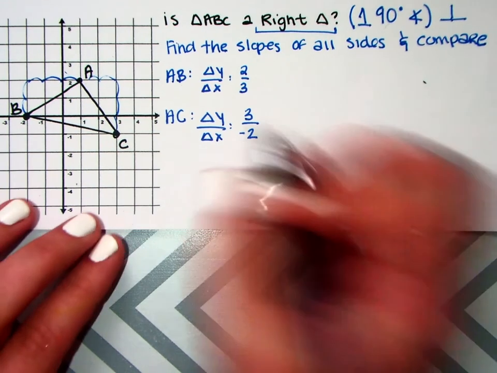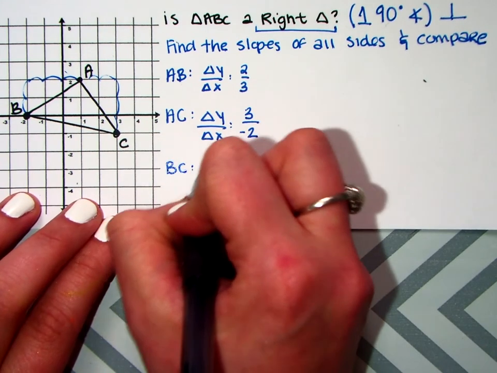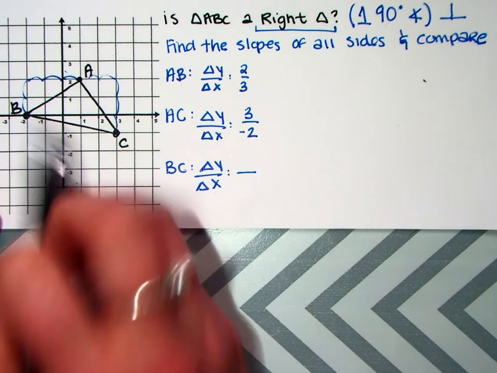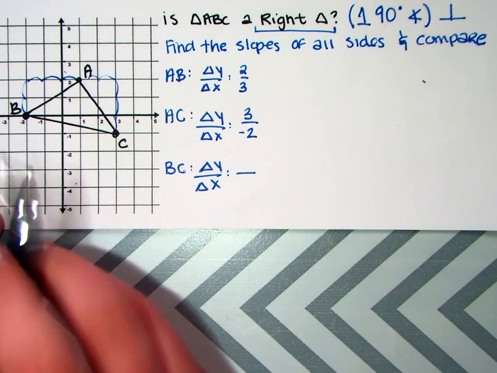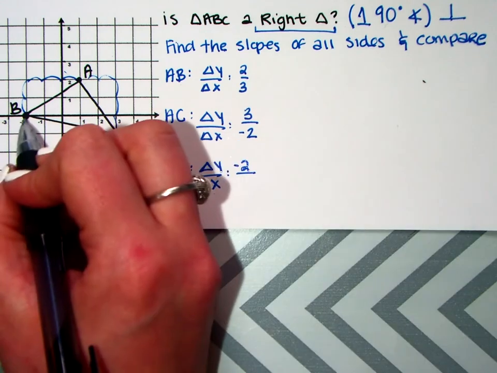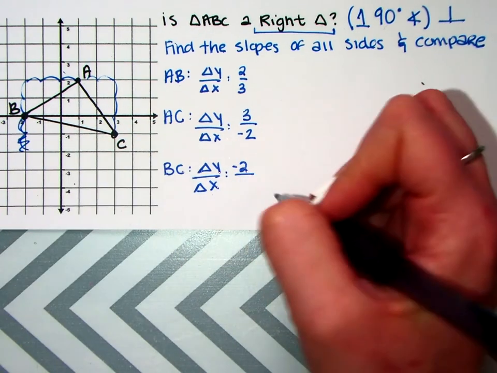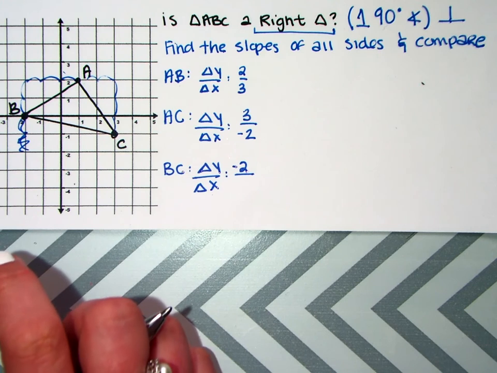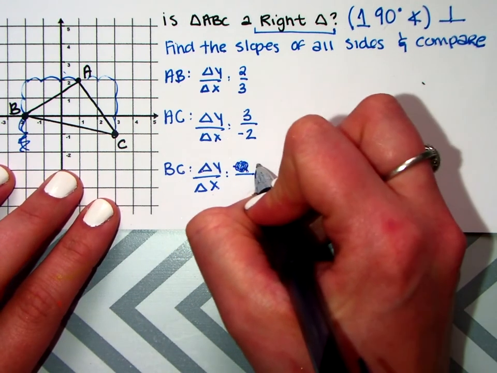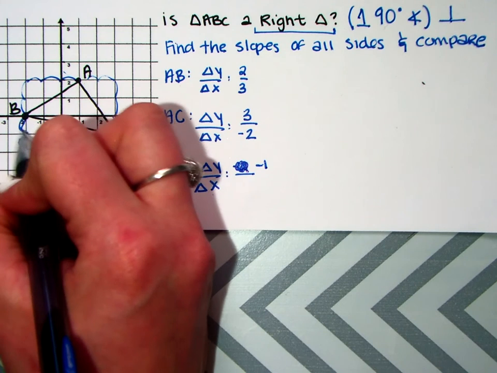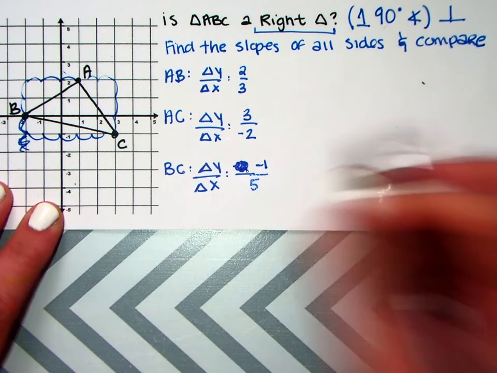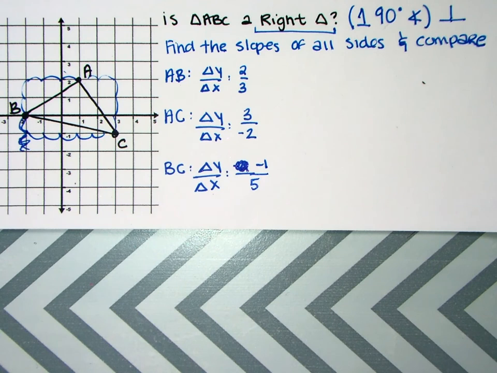And we got our last one, segment BC. Remember, change in y over change in x. I'm going to start at B, so I'm always traveling in the y direction first. So down 2. Negative, oh, not down 2, down 1. Sorry about that. So we're just going to cross this out. So down 1, and then right 1, 2, 3, 4, 5. Negative 1 over 5.